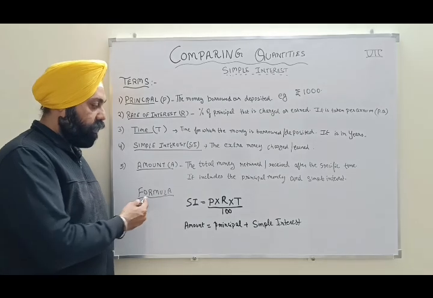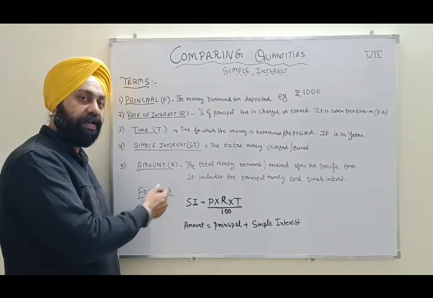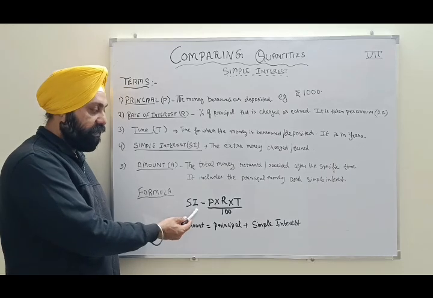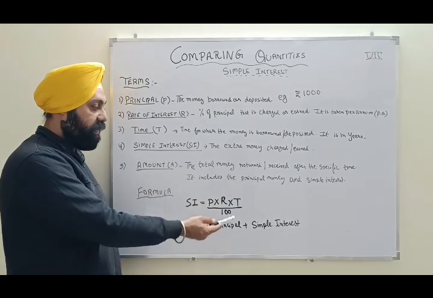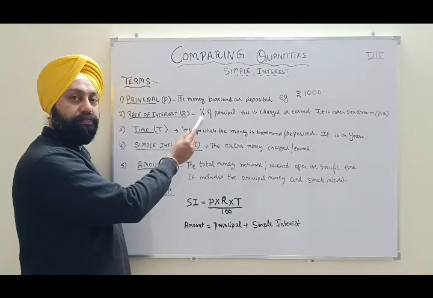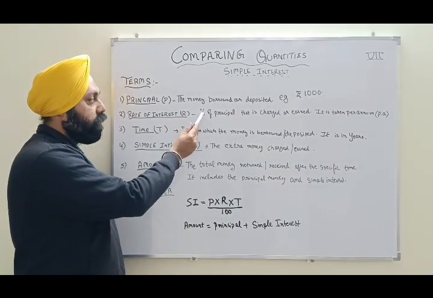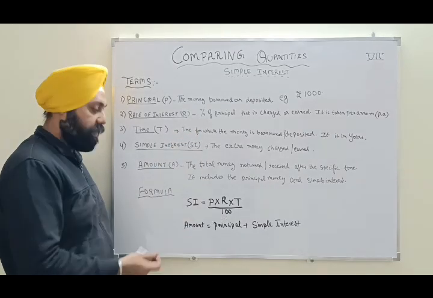So looking into all these terms, we have one or two formulas which connect all these terms. So we have the simple interest formula, that is principal into rate of interest into time divided by 100. And this 100 is because the rate of interest was in percentage. So when we remove the percentage sign, that is why this 100 has come in the denominator.